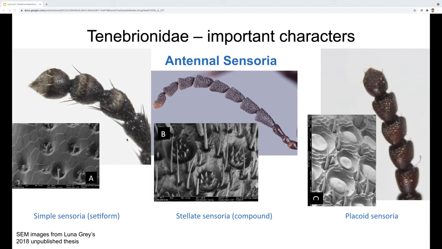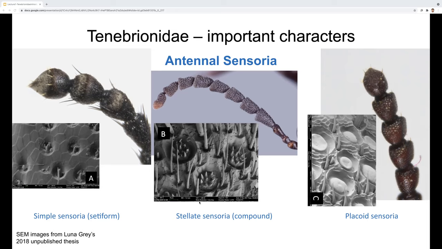So we have simple sensoria, right? Or setiform sensoria. And you can see these yellow patches here. This is what it looks like under a scope. And they're just single setae that are coming up. Each one of these is a little depression with a single seta coming out of it. And that's what the insect is using to sense its environment.